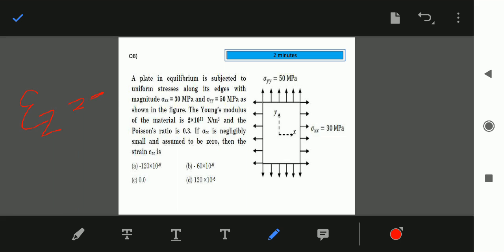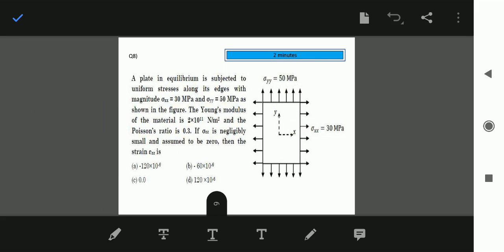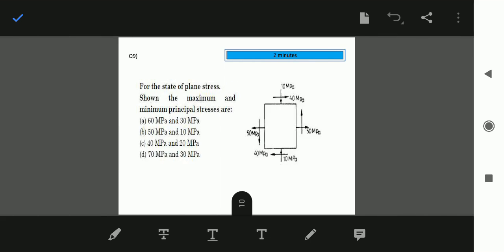Mu is 0.3. So 0.3 into sigma y, that is 50, divided by 2 into 10 power 11, minus 0.3 into 30 divided by 2 into 10 power 11. On solving, you will get the answer as option A. Interesting question, you have to remember that formula. That's very important for the GATE examination.